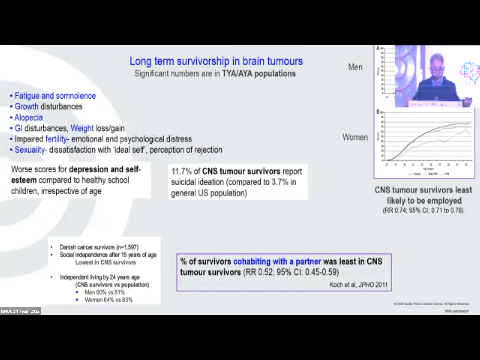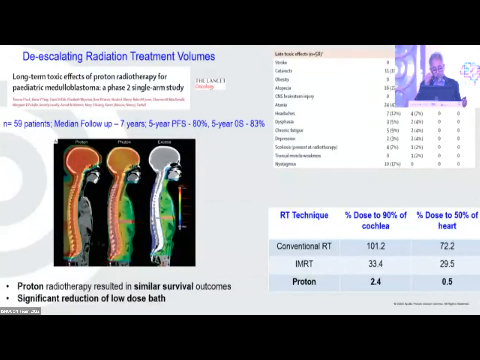Highest group of CNS tumor survivors have suicidal ideation, which is again very, very important for us. They are the ones who are least likely to be employed, and they are the ones who are least likely to marry and cohabit. So these are very, very important aspects of survivorship, which you also heard from Dr. Kurkure.